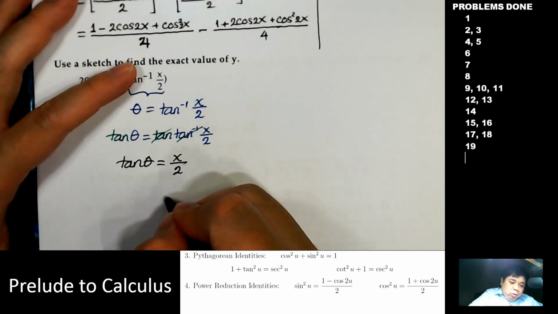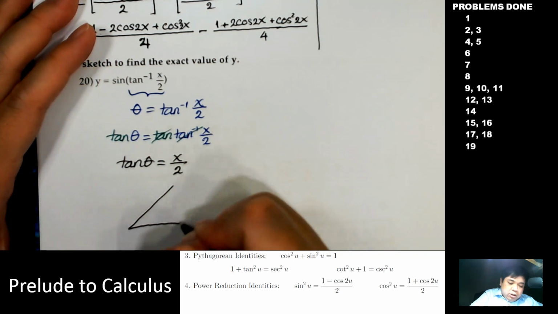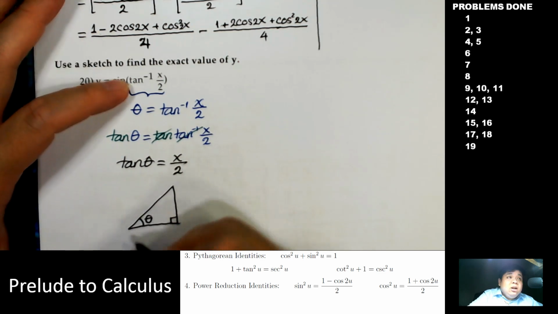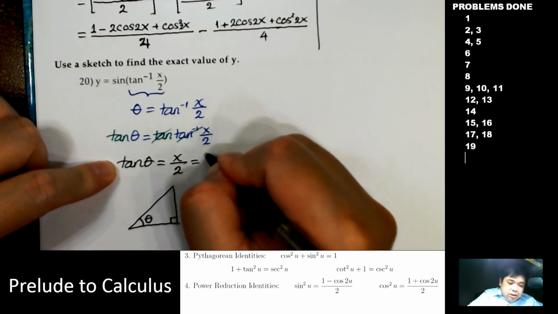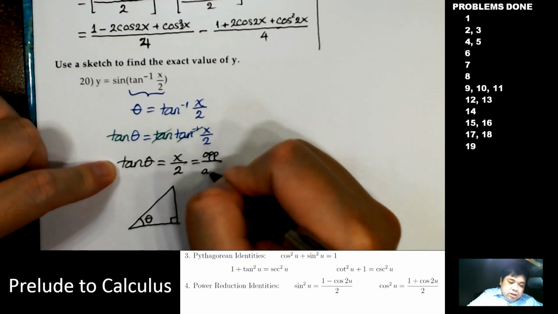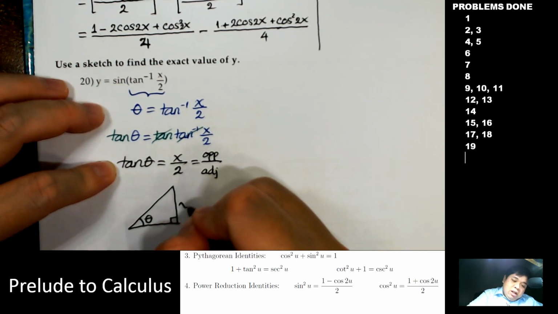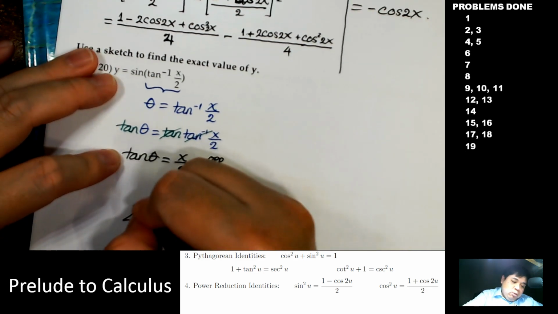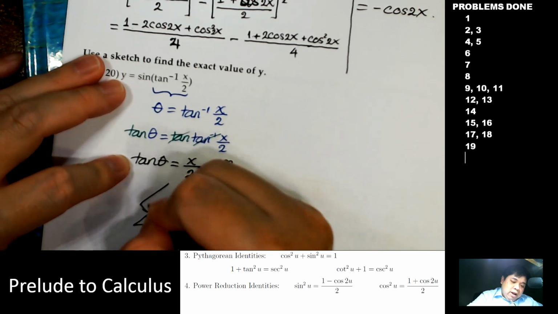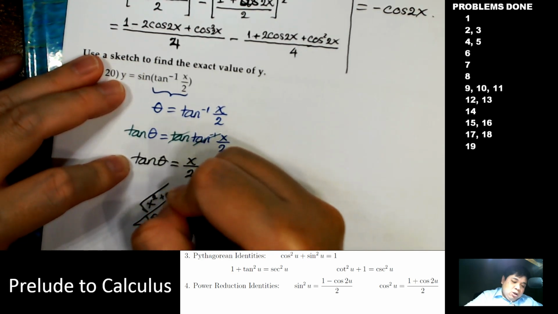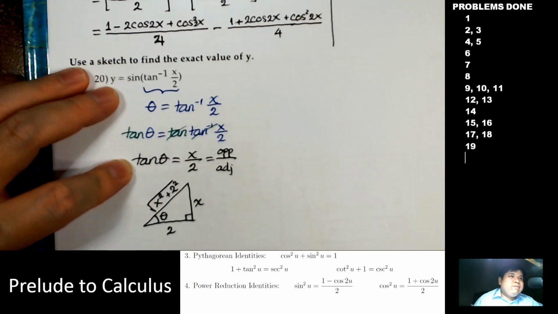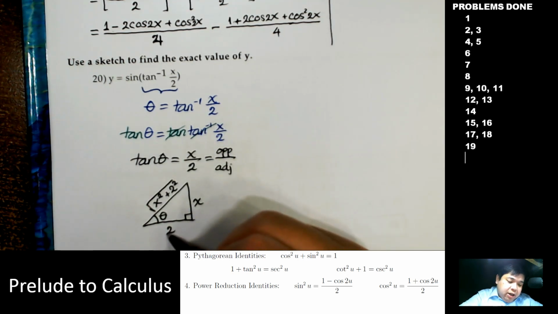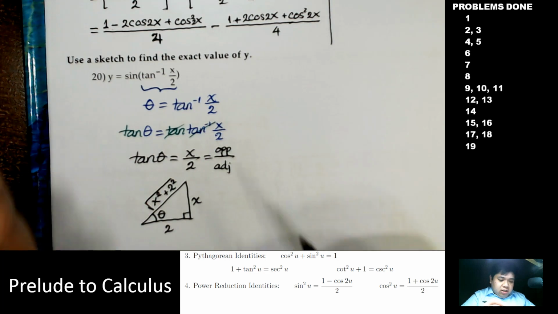Right, now we'll sketch a triangle. Our tangent is opposite over adjacent. So opposite is x, adjacent is 2. The hypotenuse in that case will be square root of x squared plus 2 squared, or 4. Right, so we have opposite, adjacent, hypotenuse by the Pythagorean theorem.